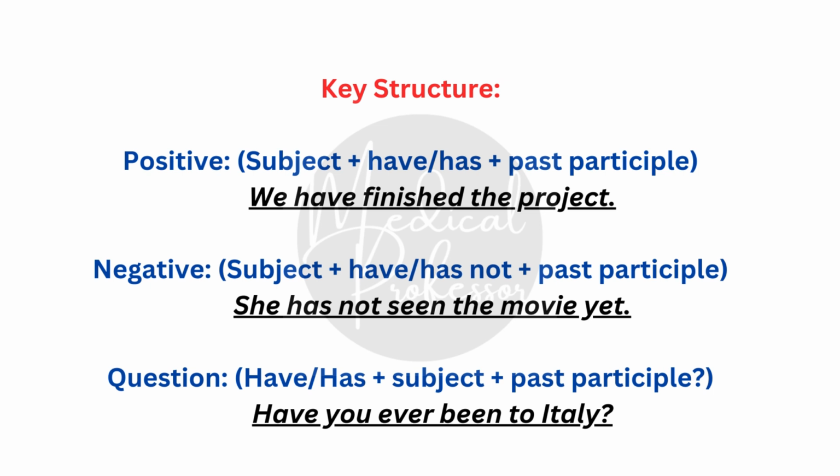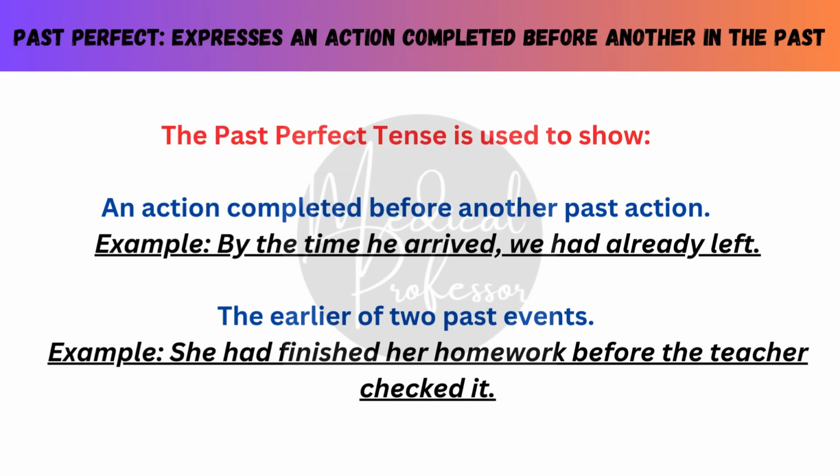For example, she has not seen that movie before. Question form, have/has plus subject plus past participle. For example, have you ever been to Italy? The past perfect tense. Past perfect tense is used to show an action completed before another past action.